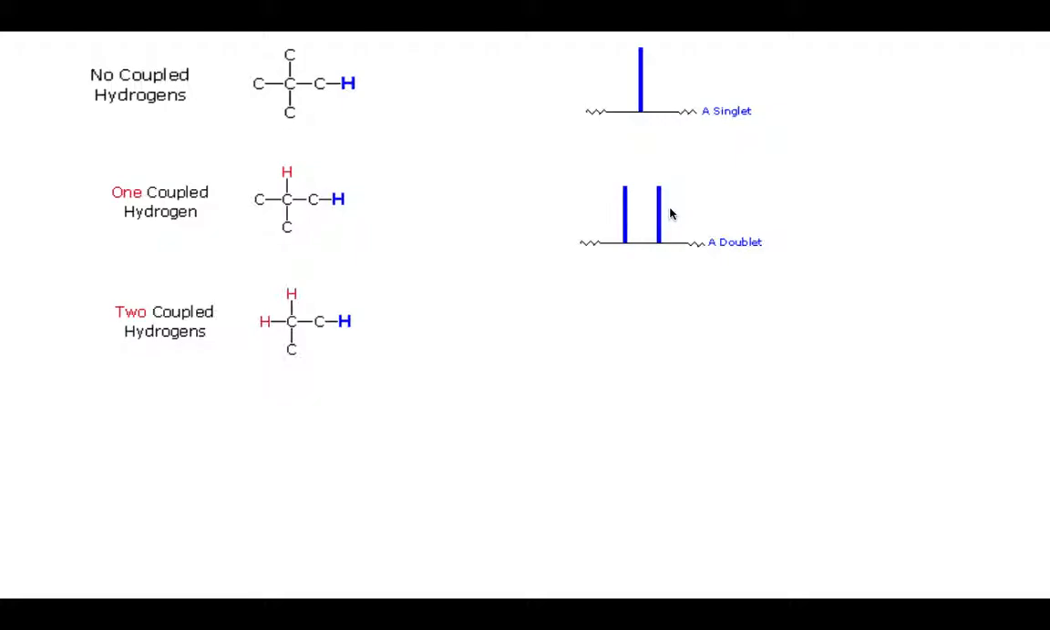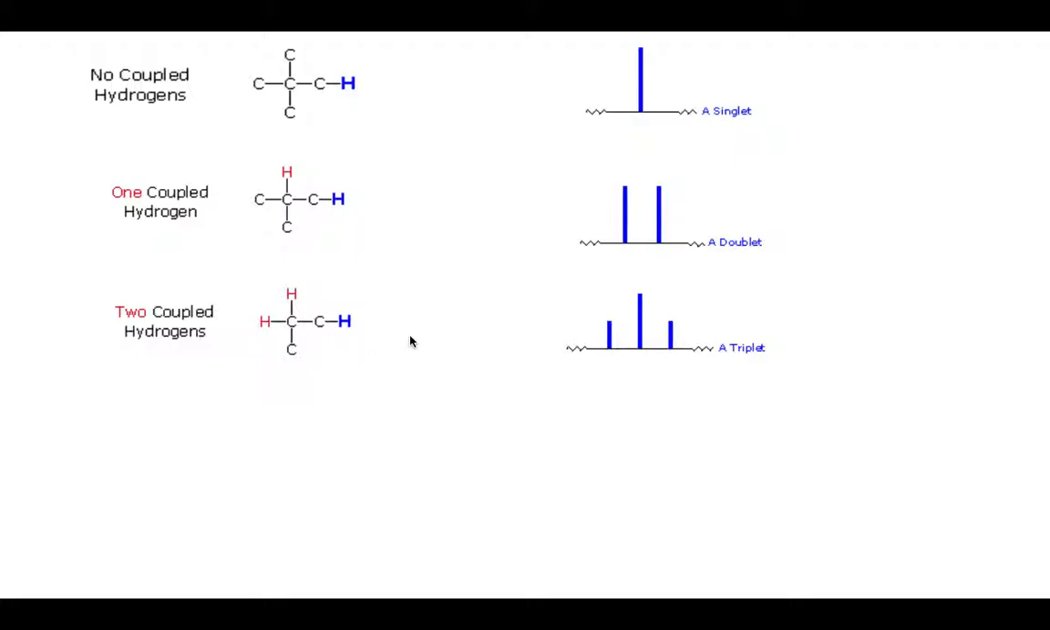If we have two coupled hydrogens, we can expect what we're going to see. We're still looking at our blue hydrogen here, but now there are two neighboring hydrogens, and we're going to see a triplet. That's because either both of the red hydrogens could be helping, or both could be hurting, or one helps and one hurts, which is statistically twice as likely to happen, that there will be one in each direction. So with two coupled hydrogens, two neighbors, we have a triplet.